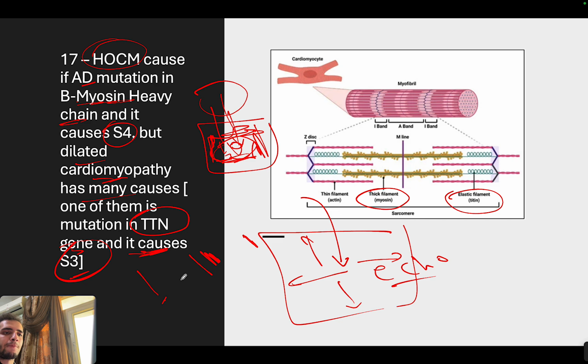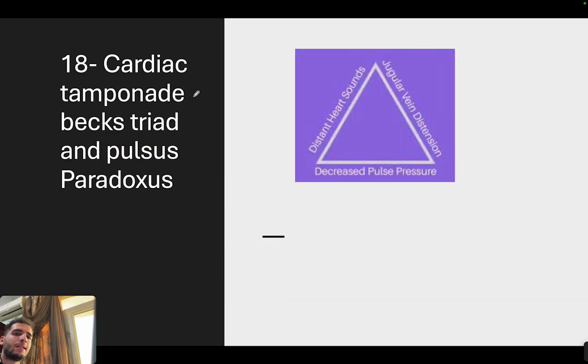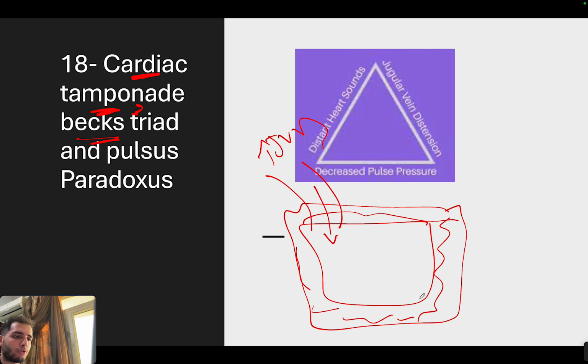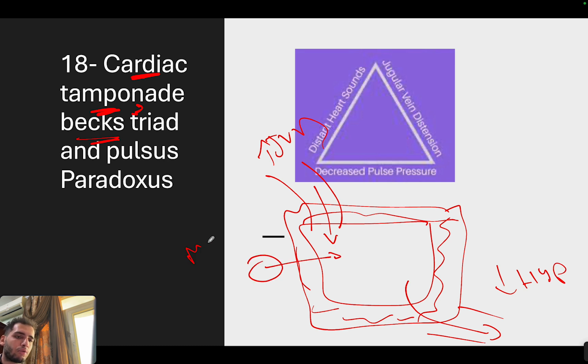Okay, now the next concept is that cardiac tamponade will cause the Beck triad, and you already know what the Beck triad is. If this is the heart, we know that tamponade is liquid around the heart. This liquid will prevent the jugular veins from filling the heart, so it will cause jugular venous distension. It will also prevent the left ventricle from filling the aorta, so it will cause hypotension, and it will prevent the doctor from hearing the sound of the heart, so it will cause muffled heart sounds. This is usually the Beck triad.